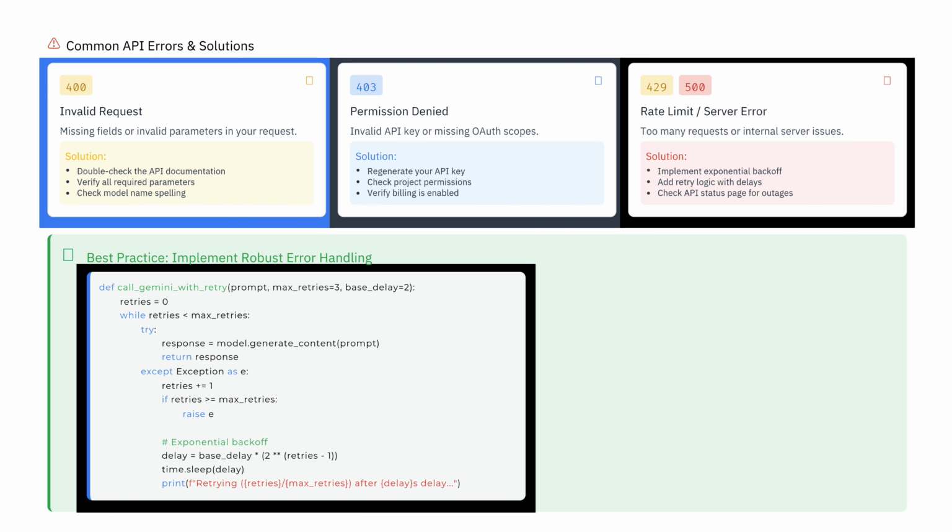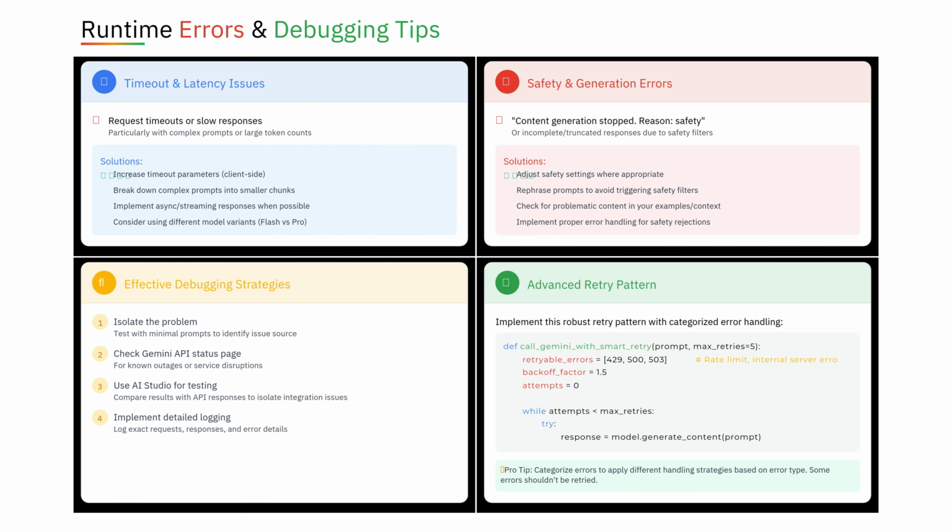So how do you debug effectively? Isolate tests with minimal code and prompts. Look at the Gemini API status page for outages. Use AI Studio to compare results and test prompts easily. Keep detailed logs of requests and responses. Remember, debug in layers. Check your connection, request format, content, and how you handle the response.